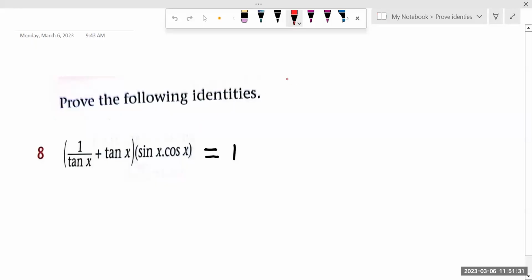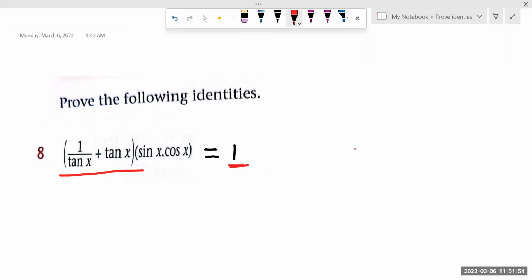Simplification and proving identities is exactly the same thing, except that when it comes to proving identities, they usually tell you to go and simplify the following, but the end product should be this. It's like they're telling you what the answer is. So if you were to ask me which one I prefer, simplification or proving identities, I prefer identities because they tell me what the end product is going to be.